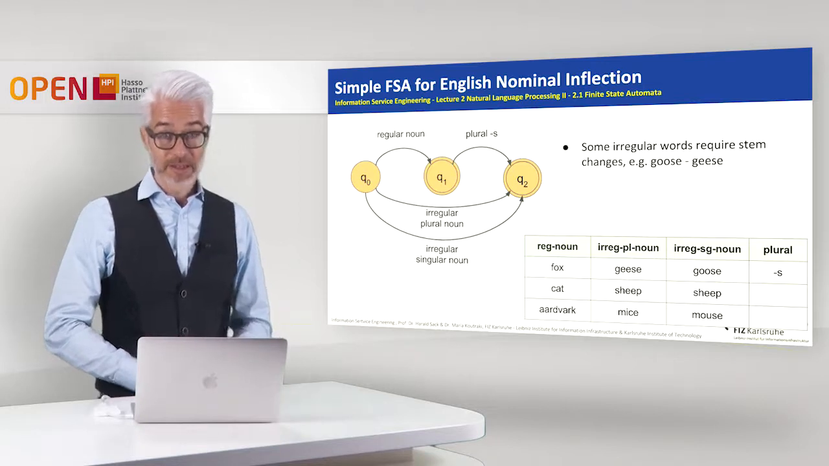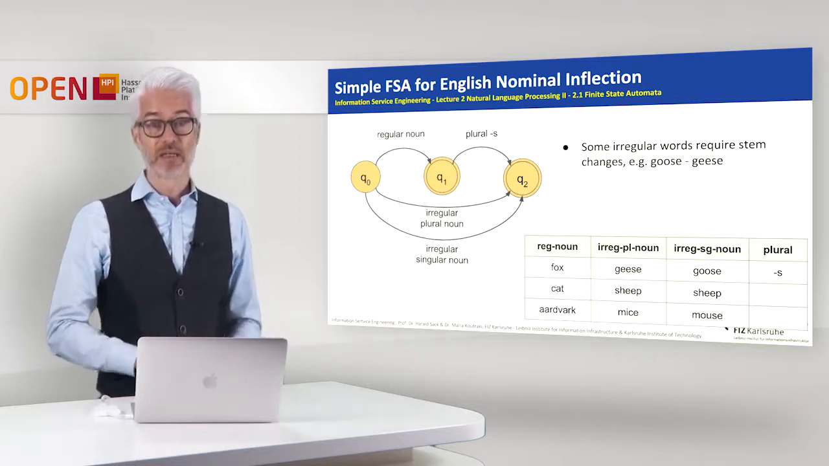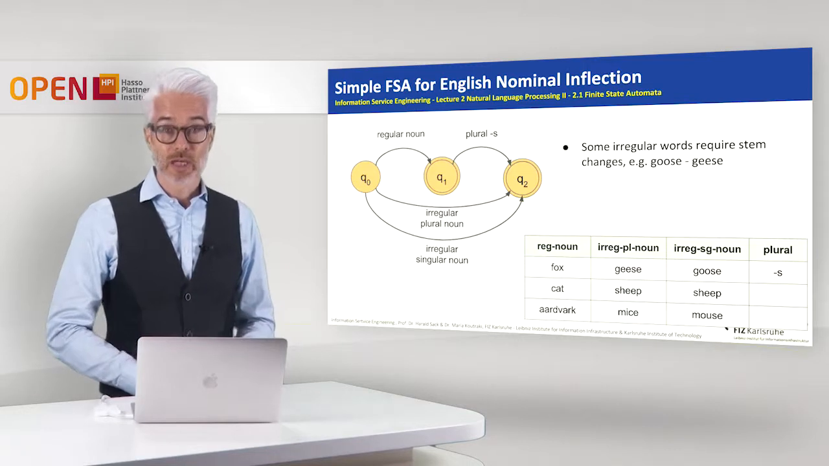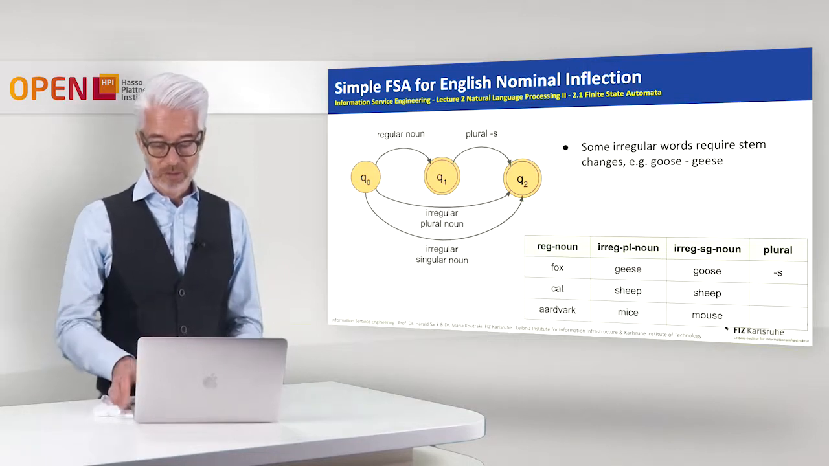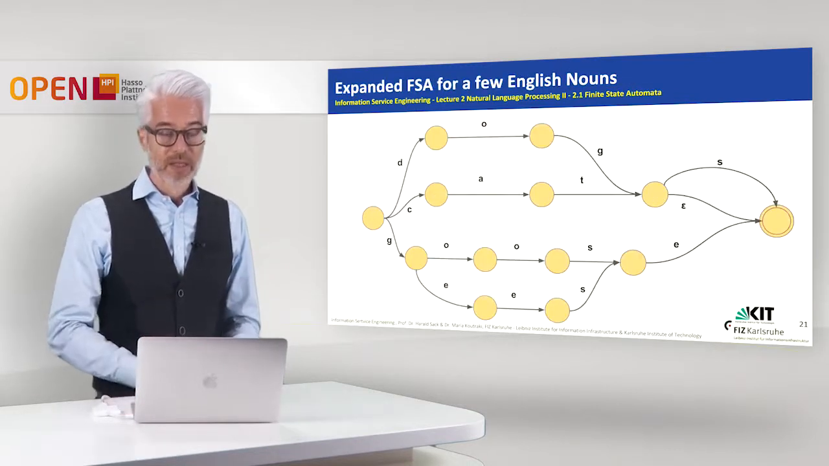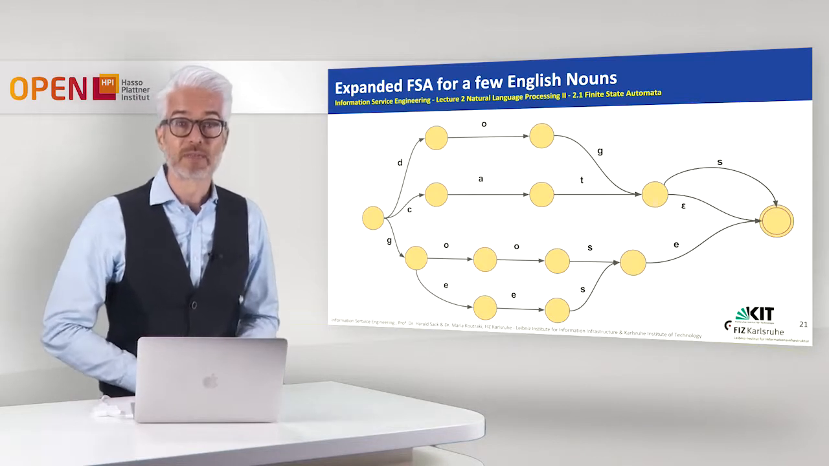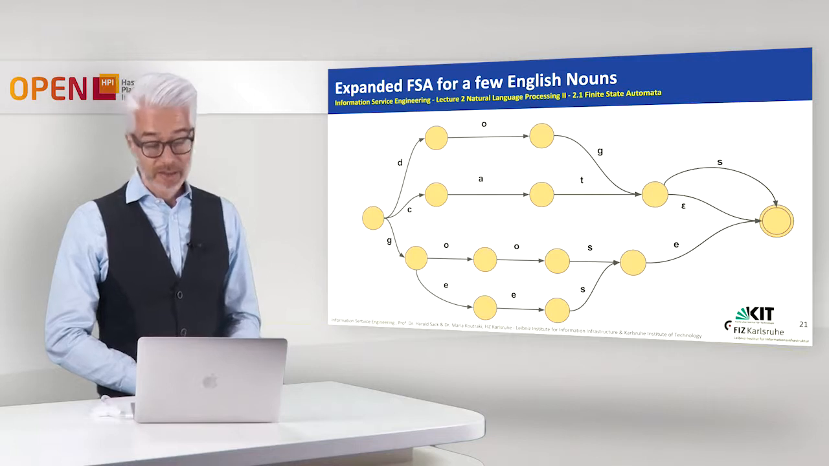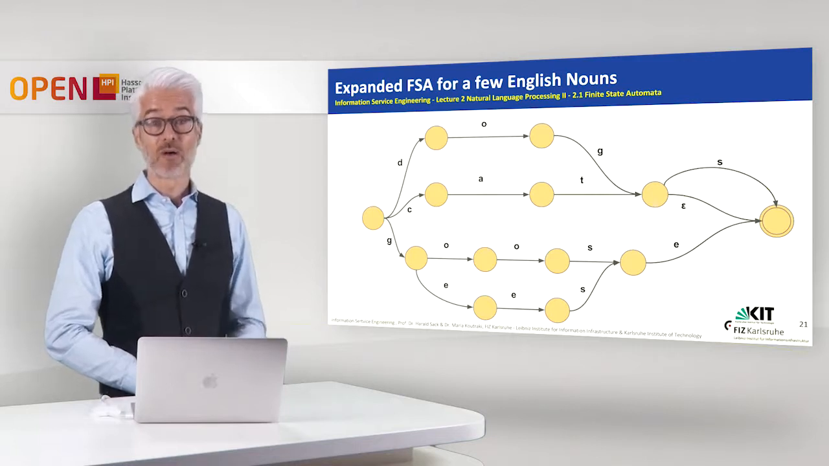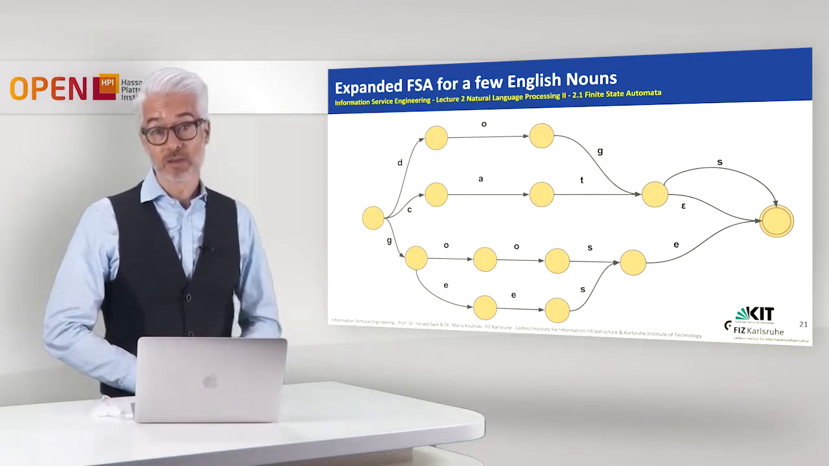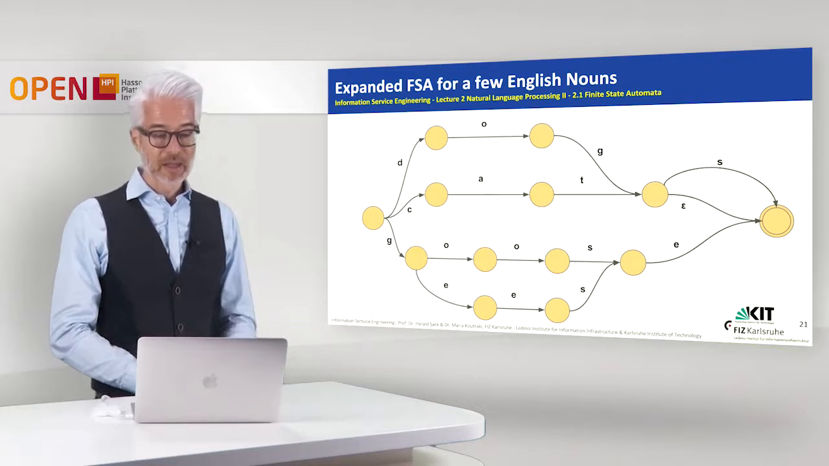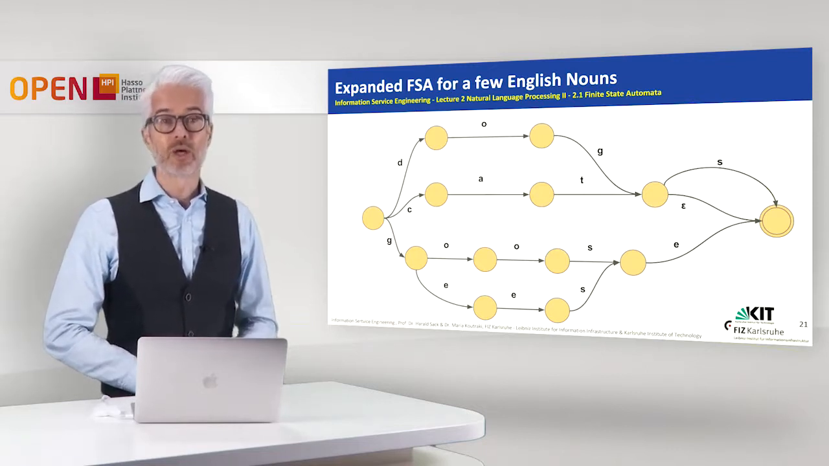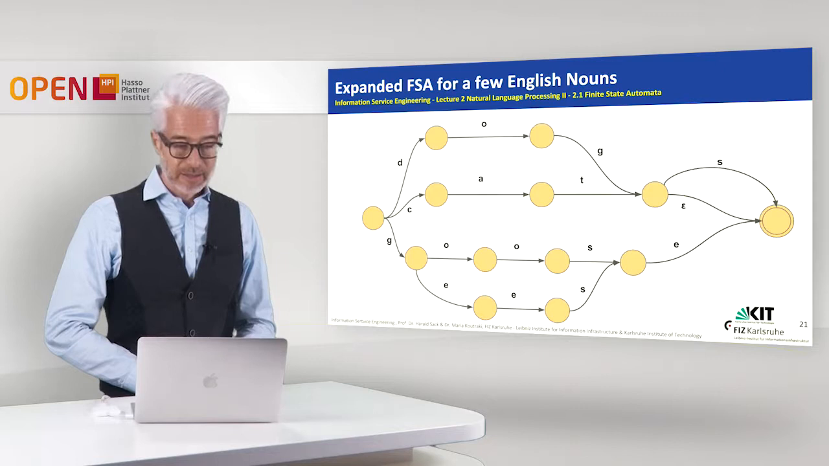So also these things have to be taken into account when you try to construct a finite state automaton for a natural language. Here, for example, you see an expanded finite state automaton for a few English nouns. And you can imagine if I want to include all potential English nouns here, this might result in a rather huge graph. Let's take a look at exactly this FSA.